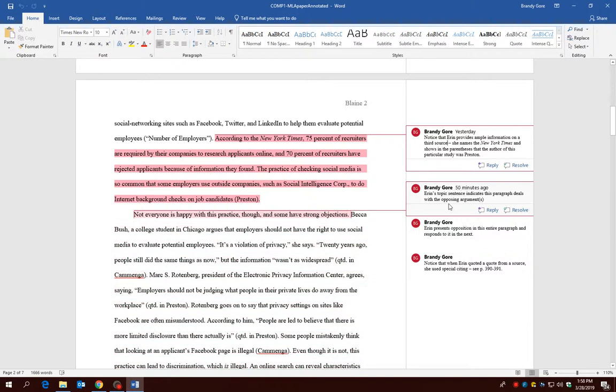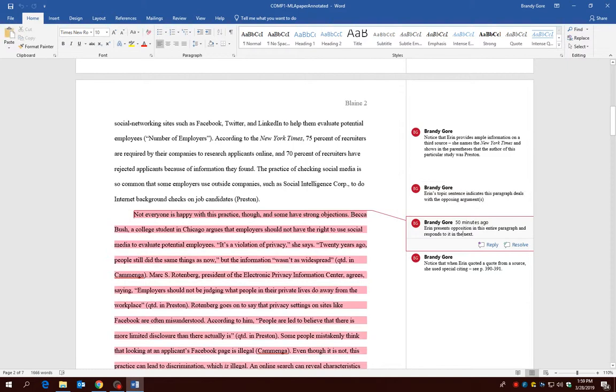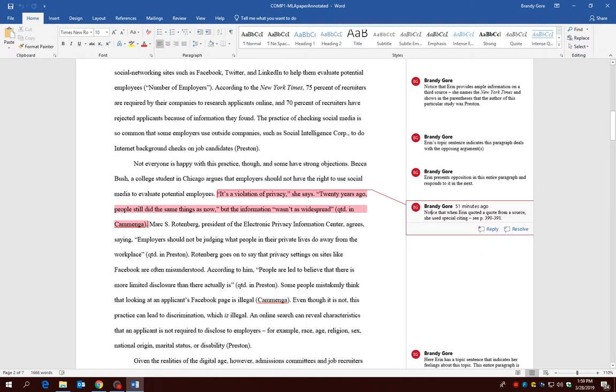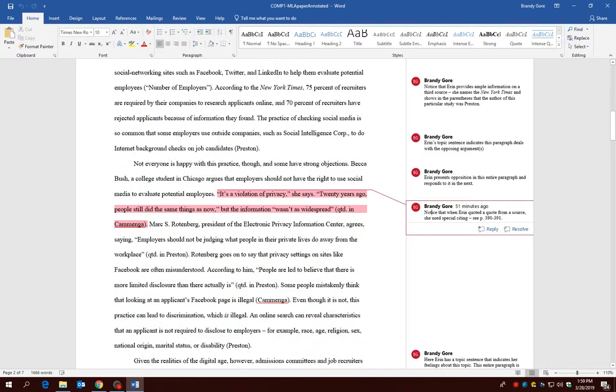Moving on to this next paragraph. Not everyone is happy with this practice, though, and some have strong objections. That is her new topic sentence, and she is setting up the opposing argument, okay? And she presents opposition in this entire paragraph. Please pay attention to the fact that when she is quoting a quote, there is a special way to cite that, and you can find that on page 390 and 391 in your textbook. This entire paragraph presents opposition and thoroughly cites the sources that she is getting her information from.